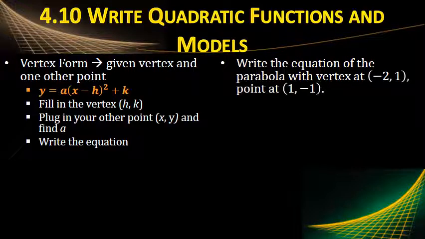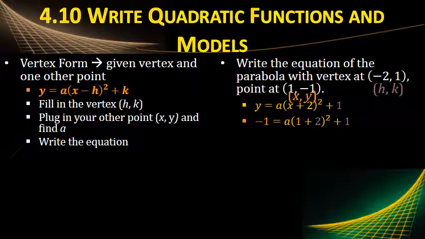Take your vertex form and fill in the h and the k and the x and the y. So we filled in the h and the k, fill in the x and the y, simplify. 1 plus 2 squared is 9. And solve for a. Subtract 1, divide by 9. So a is -2/9.